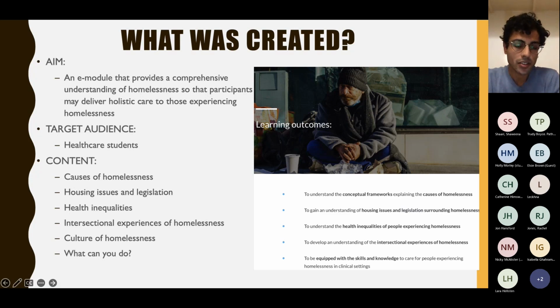So I've just included a bit of the content on the side here: causes of homelessness, housing issues and legislation, health inequalities in healthcare, intersectional experiences of homelessness, culture of homelessness, and what can you do? These are all common things that I literally had no idea about, especially housing issues and legislation. I was really interested in them, but they seemed really complicated to me, and I really wanted to make it understandable, not only for me, but for other healthcare students that wanted to be involved in this.